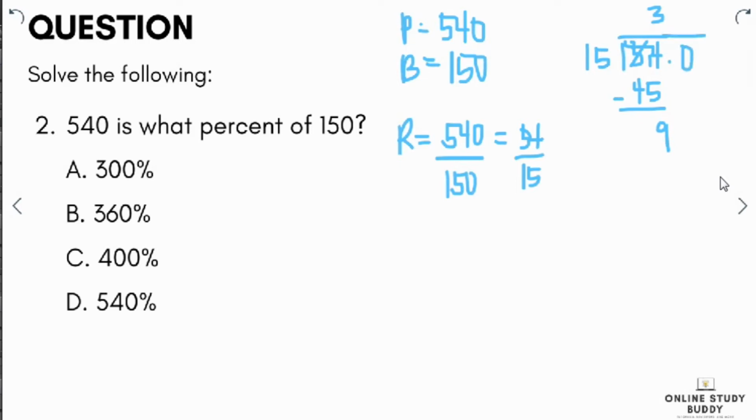and then since mas maliit na yung ating dividend kaysa sa divisor, we add a decimal place. 90 divided by 15 is 6. So our rate is 3.6. But since we have to express this as a percent, we have to multiply it by 100. So our final answer will be 360%.